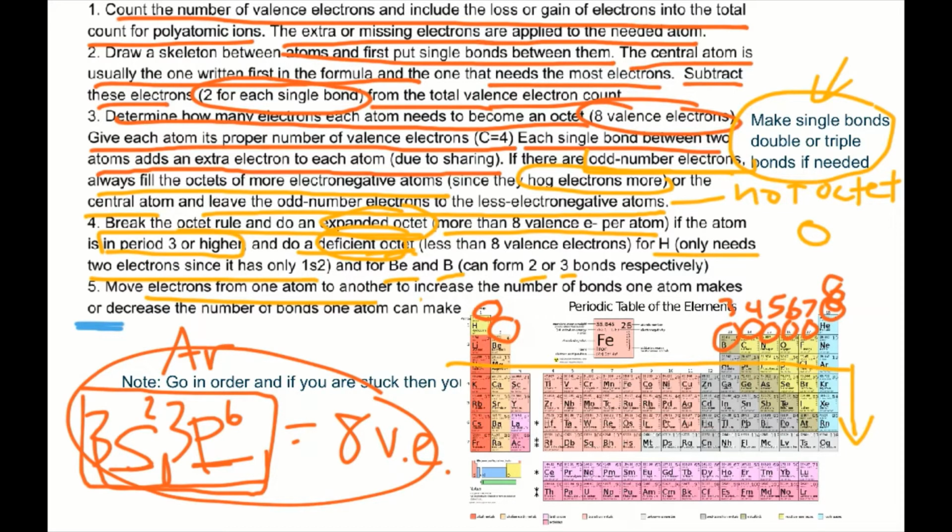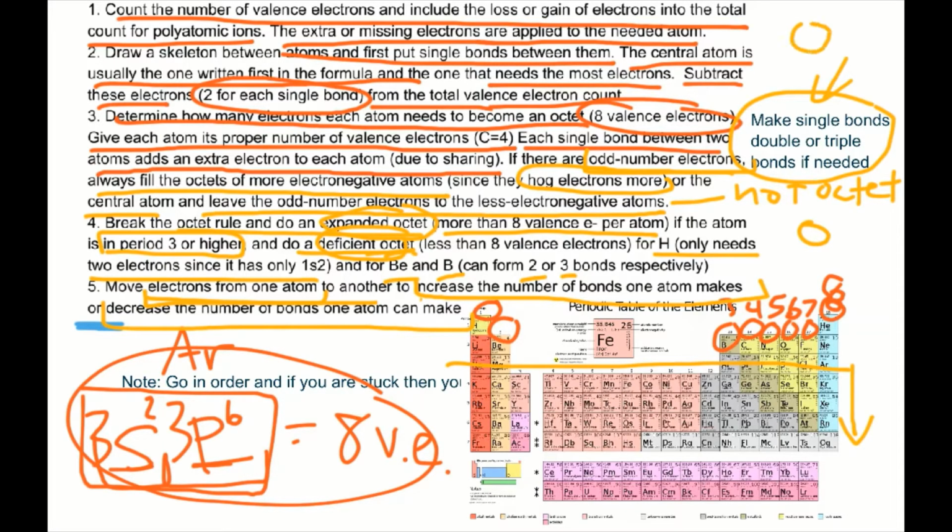Now, step 5 is the last and final step, and you only do this step if you're desperate. So you can actually move electrons, or in this case valence electrons, since all the electrons we're talking about in this video are valence electrons. So you can move valence electrons from one atom to another to increase the number of bonds one atom makes, or decrease the number of bonds one atom can make. So this is confusing, but let's take an example.